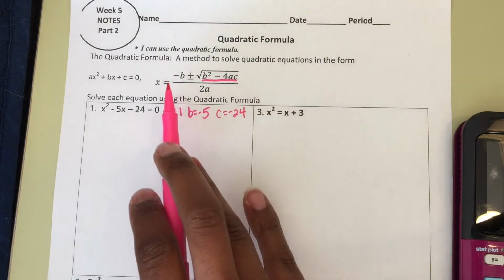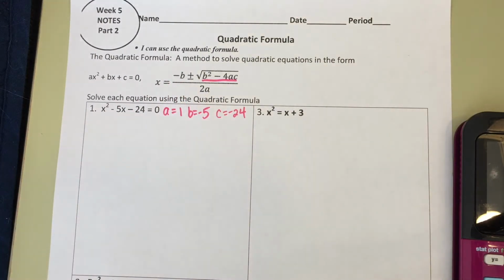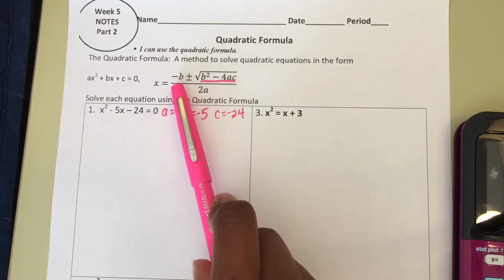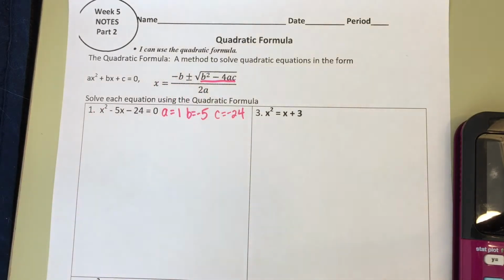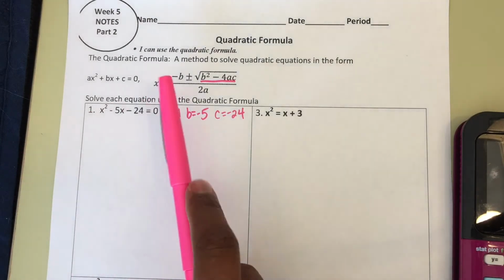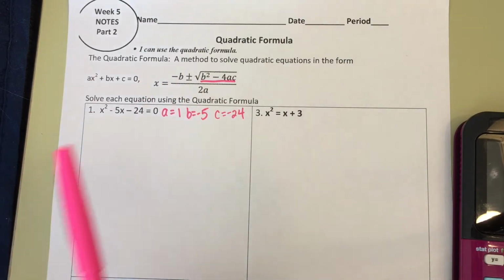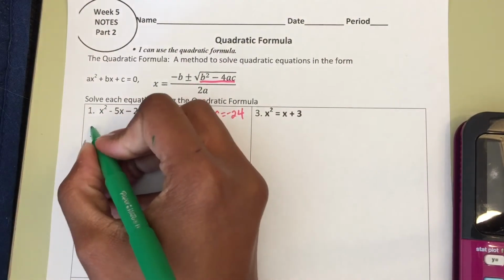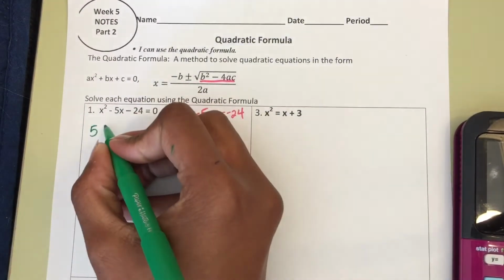Some people talk about this being -b, and you kind of see this when we did the axis of symmetry, -b over 2a. I talked about it being the opposite of b. I will still talk about it that way. I don't say -b, I say the opposite of b, because when b is negative, we have to remember. So the opposite of b, we're going to do 5. And then plus or minus.